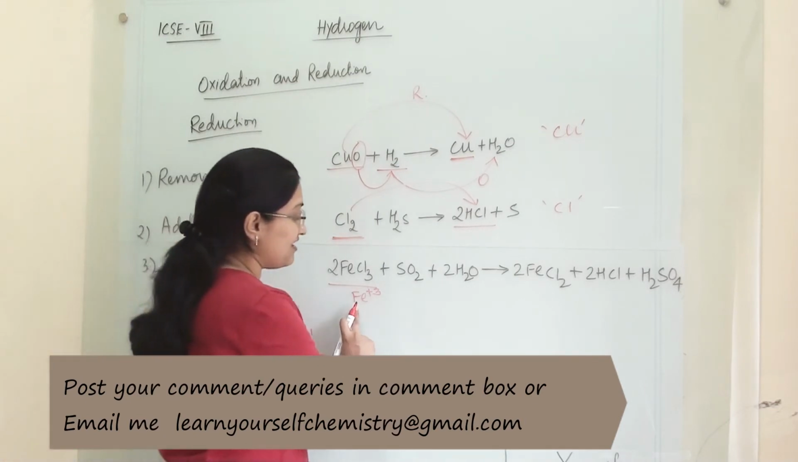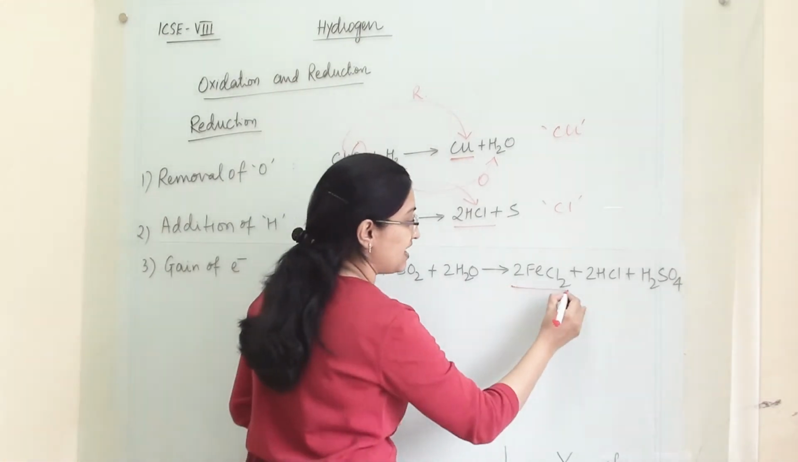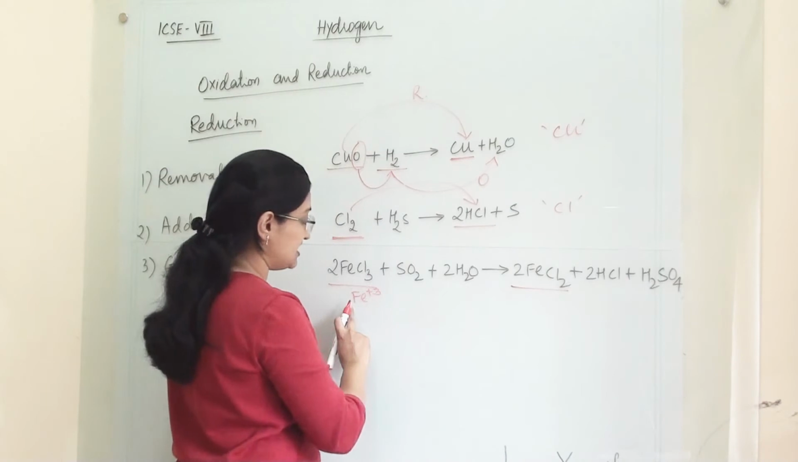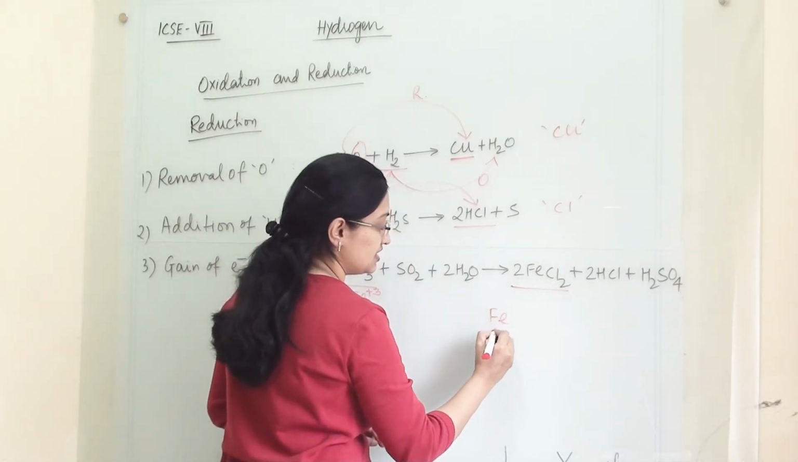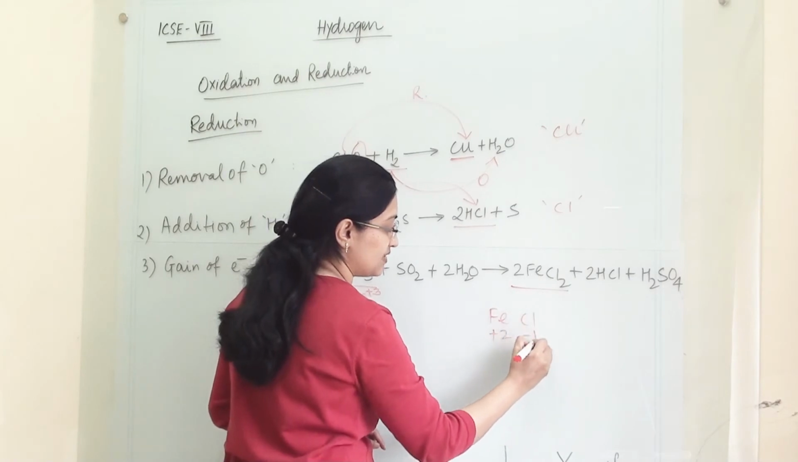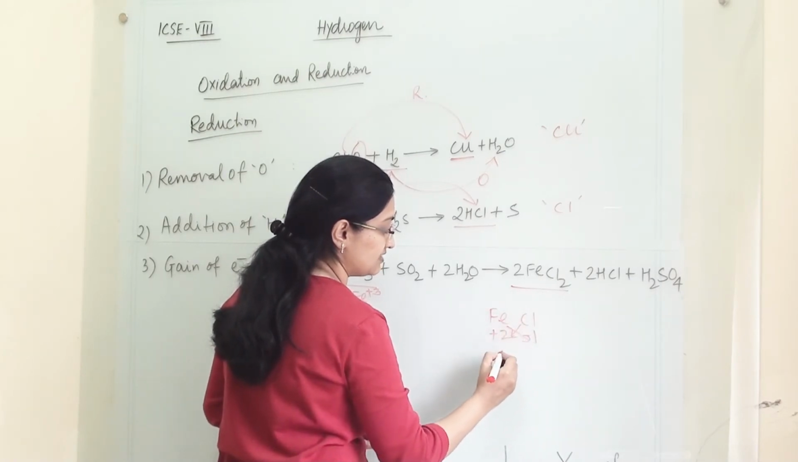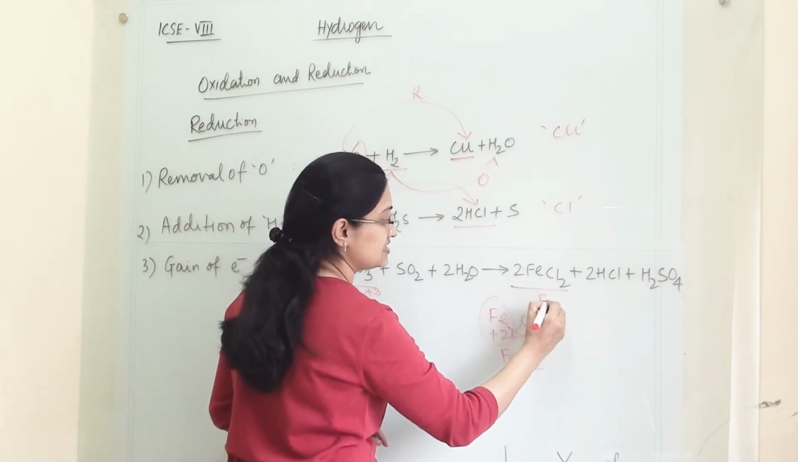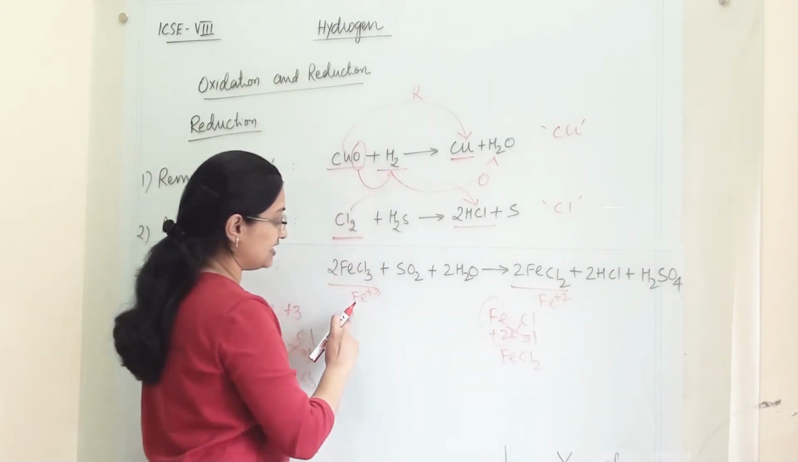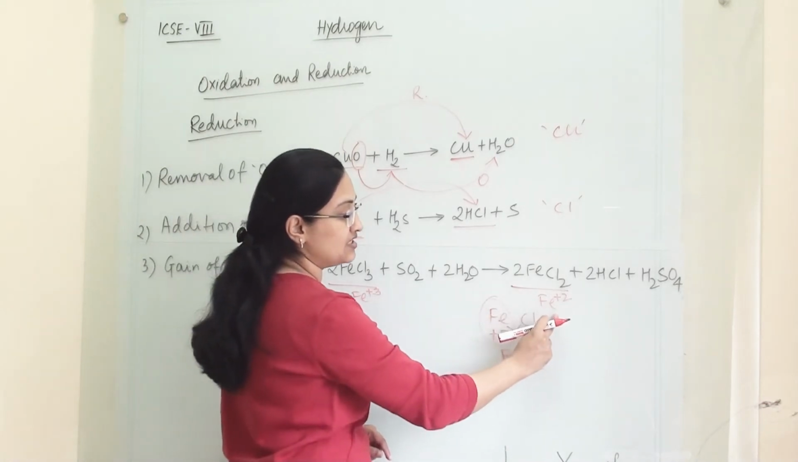Then this Fe +3 has become FeCl2. FeCl3 has become FeCl2. How? Fe is +2, Cl is -1. Via the crisscross method we will get FeCl2. That means Fe here is +2. Earlier it was +3. Now it is +2.